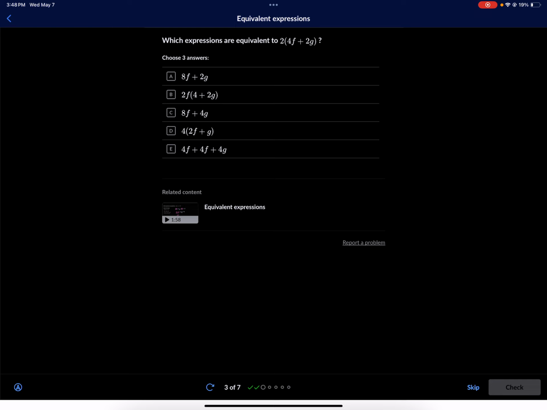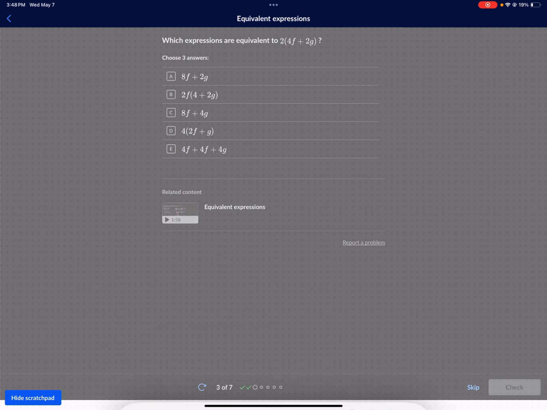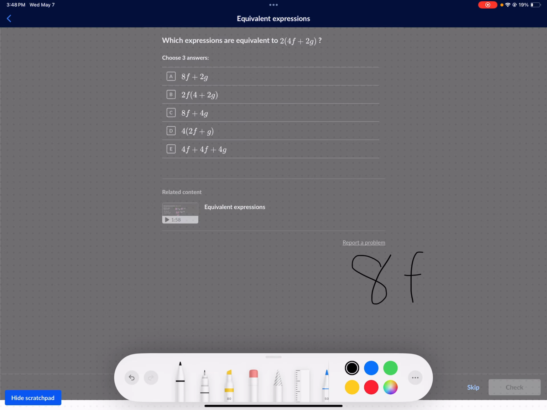Okay, next one. Which expressions are equivalent to 4f plus 2g? So, to find this, we have 2 times 4 and 2 times 2. So, let's just find the literal expression. We have 2 times 4 is 8f, and then 2 times 2 is 4g. Okay, it's not A, because that's not what I have. E, how about that? We have 4 and 4, which is 8f, and then g. So, E is right.